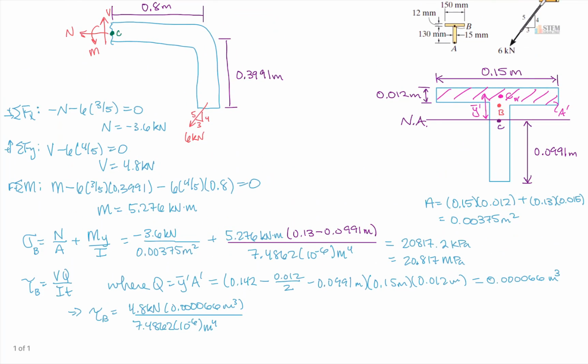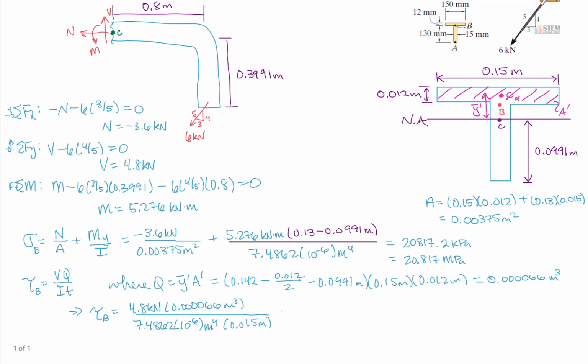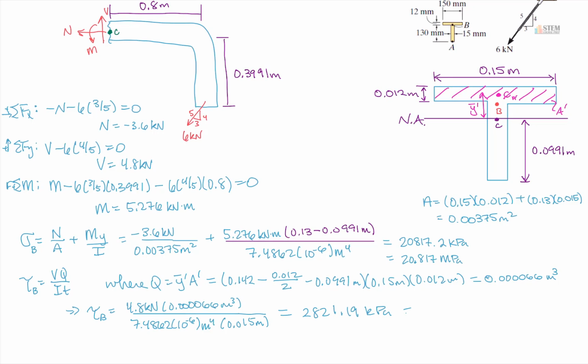And what is that length? We look up here, it's 15, so 15 millimeters or 0.015 meters. So let's do that. Okay, now we've got that, and let me put it in the calculator. And that gives us 2,821.19, and that again is kilopascal. If we want that in megapascal, just divide by 1,000, and that'll be 2.82 megapascal. So now we've got that.